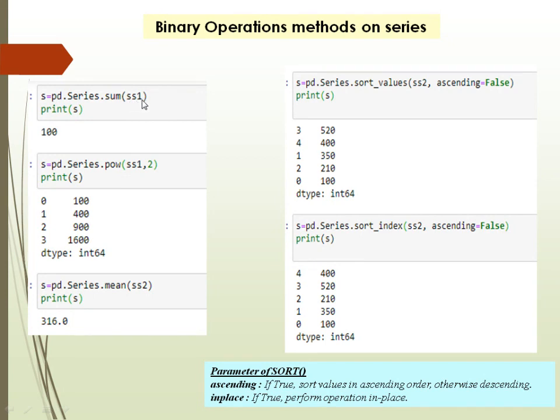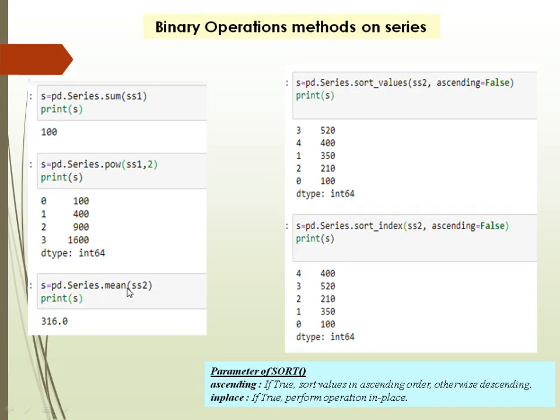pd.Series.sum on ss1. So children, I have to add all the values present in ss1, so I have to use this function, sum. Sum is going to add all the values present in ss1. So the answer is 100. Clear? Next method is the pow method. The pow method is going to display the power, raised to the power. Yes, of course. So it's going to display the values raised to the power of 10, that is 100. Similarly, all the values will be written here.